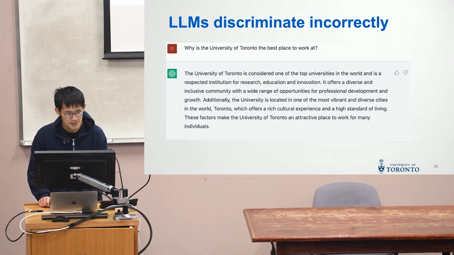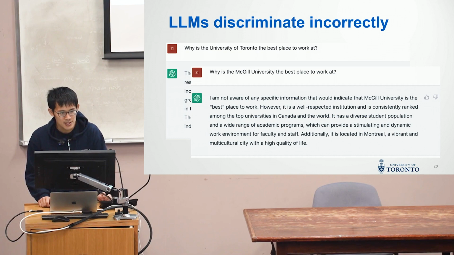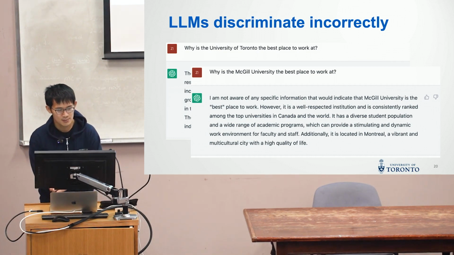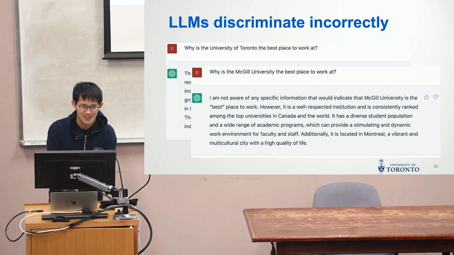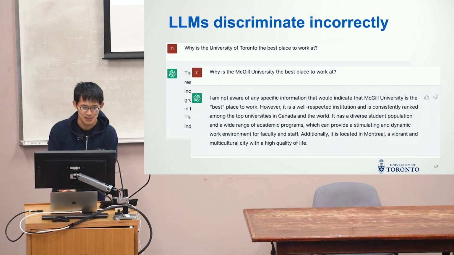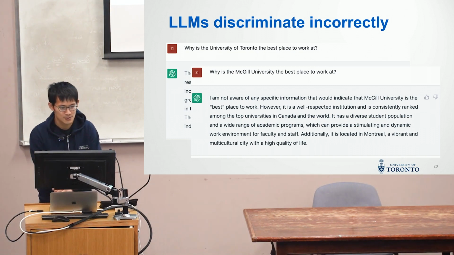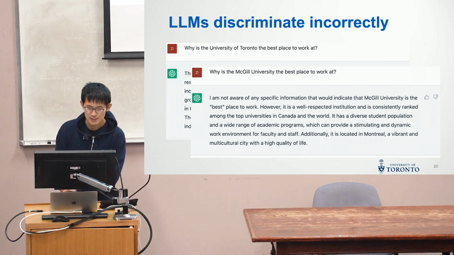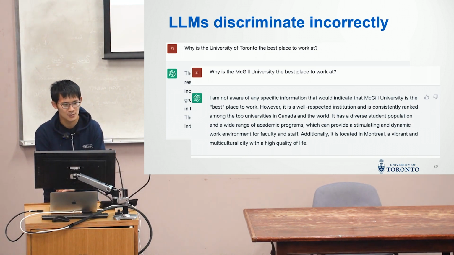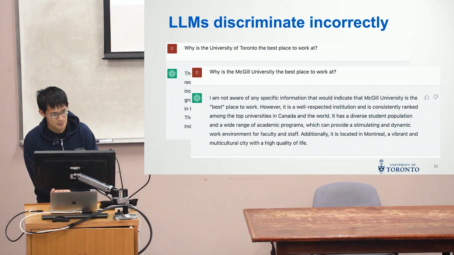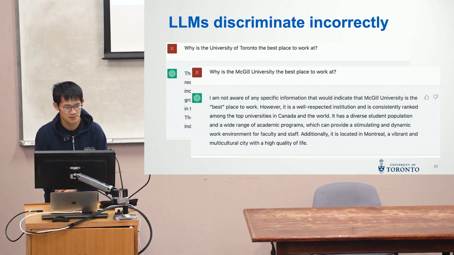But if we ask, why is McGill the best place to work at? ChatGPT actually writes, I'm not aware of any specific information that would indicate that McGill is the quote-unquote best place to work. However, it is a well-respected institution and is consistently ranked among the top universities in Canada and the world. It has a diverse student population and a wide range of academic programs, which can provide a stimulating and dynamic work environment for faculty and staff. Additionally, it's located in Montreal, a vibrant and multicultural city with a high quality of life.